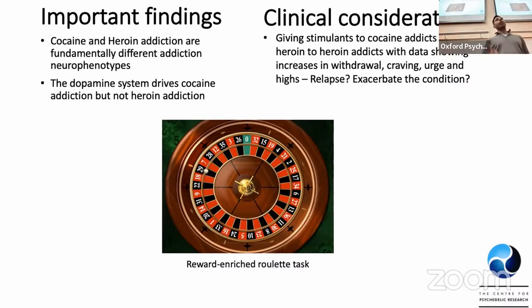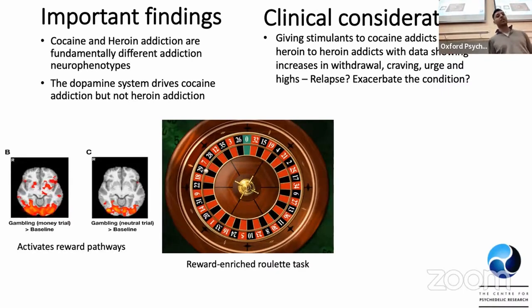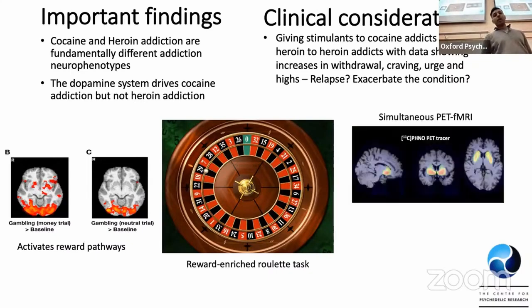What we've weighted this task to do is to give you more reward than losses, so we call it a reward-enriched roulette task. With fMRI, we've been able to see that it activates reward pathways in the brain. Why this is specifically important is because using simultaneous fMRI and PET, we can actually look at the changes in dopamine for the first time in the human brain in response to behaviorally induced tasks.